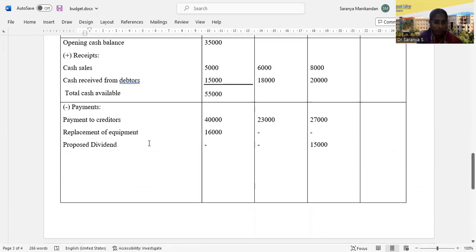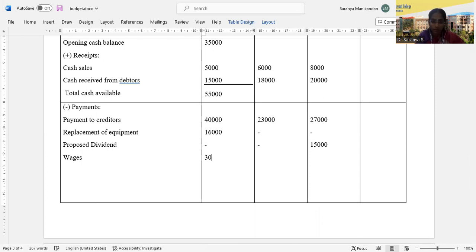So here wages, we are paying 3,000 every month. And we have administration expenses, that is 1,500 per month.